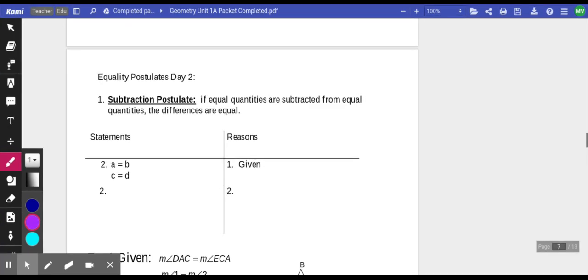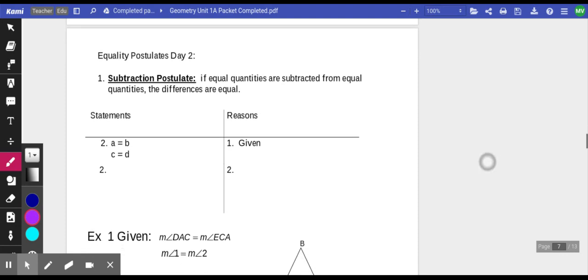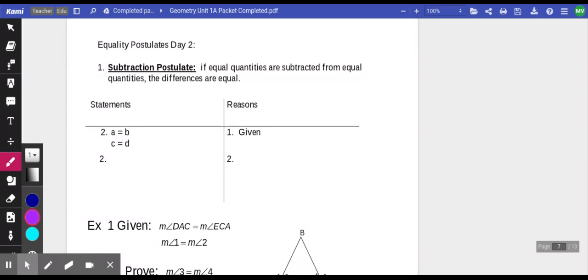Hello, everyone. Today we are continuing our idea of equality postulates. The previous day we did reflexive, substitution, and addition. Today we're going to talk about subtraction. Subtraction is if two equal quantities are subtracted, they form equal quantities.